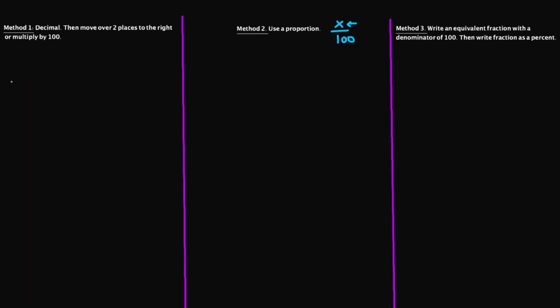Let's look at this example, 3 over 40. I'm going to turn it into a decimal. So 40 divided by 3. 40 does not go into 3. So I'm going to add a decimal, decimal, and 0. 40 goes into 30. Nope, doesn't go. I'm going to add a 0 here.